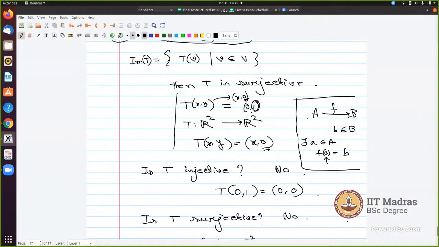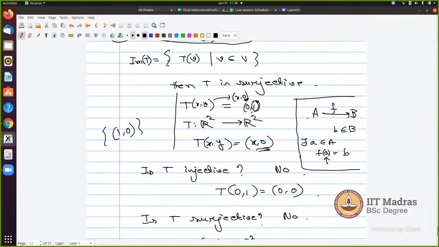Span of (x, 0). (x, 0) is not a particular vector, right? Here x can take any real number. You can say span of (1, 0). Yes, span of (1, 0).